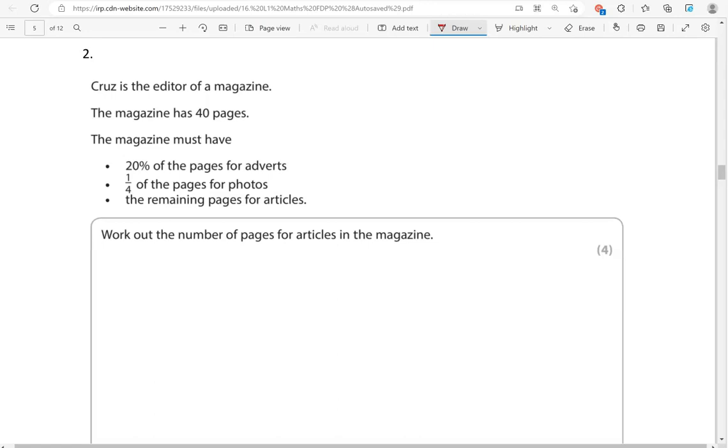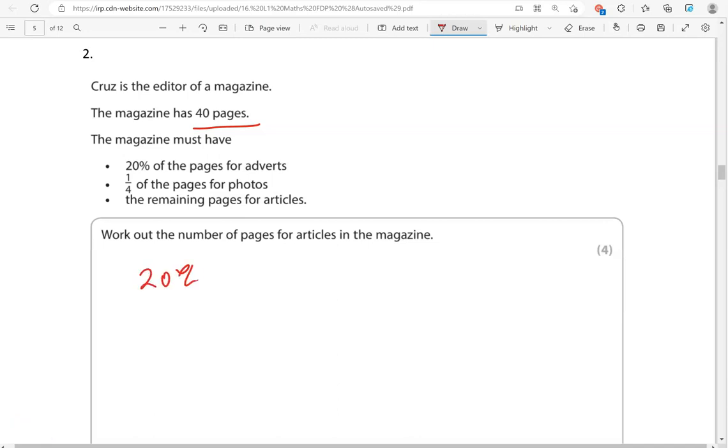Cruz is the editor of a magazine. The magazine has 40 pages. The magazine must have 20% of the pages for adverts, a quarter of the pages for photos, the remaining pages for articles. Work out the number of pages for articles in the magazine.